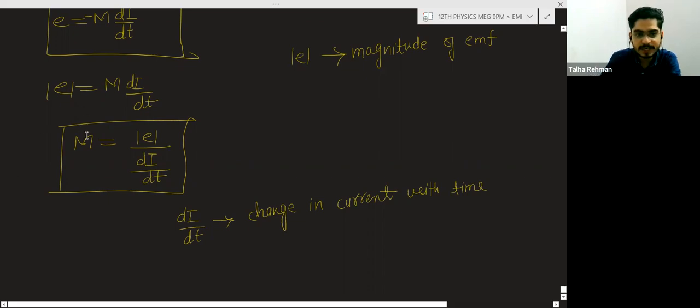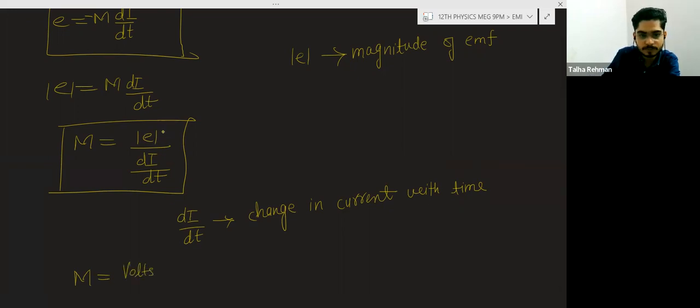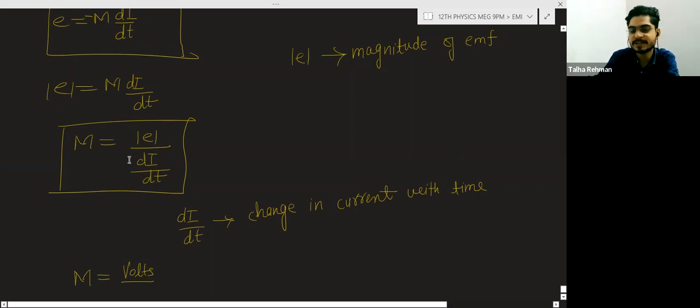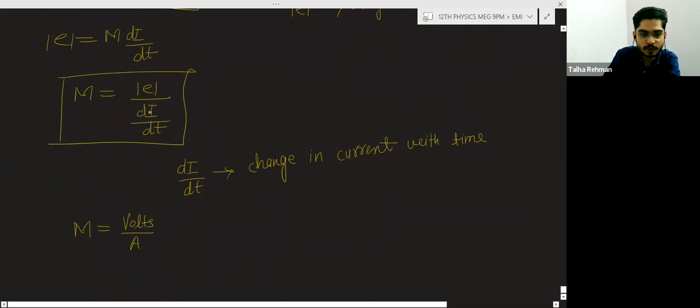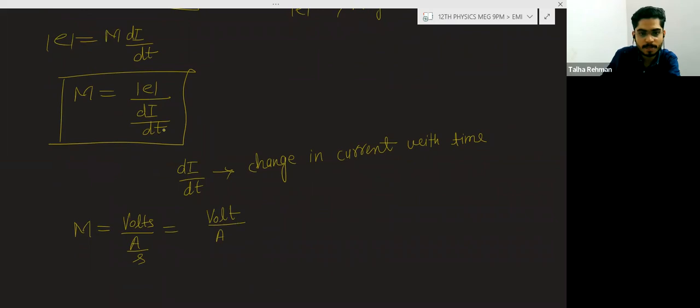Now I will calculate what is the unit of this M. To calculate the unit of M, we should know what M is. Here is EMF, here is di by dt. The unit of EMF is volts. What is the unit of this current? Di is the current here, so the unit of current is ampere. And the unit of time is second, SI unit. So your formula will become volt ampere second inverse, and this is also known as Henry. Henry is the unit of this M.